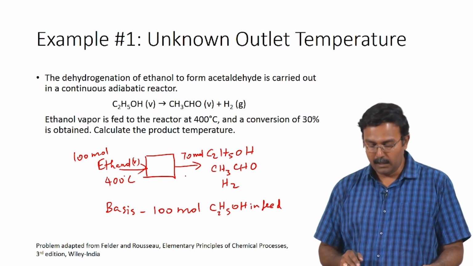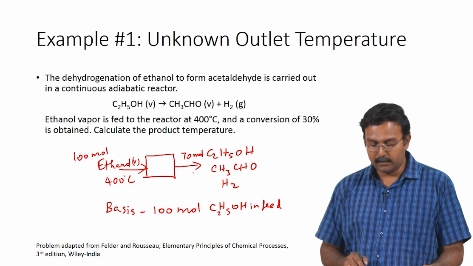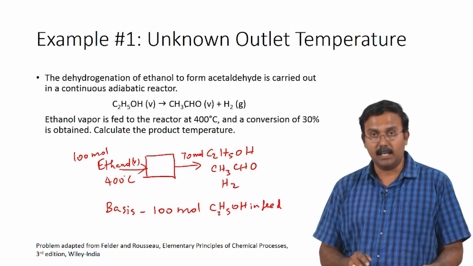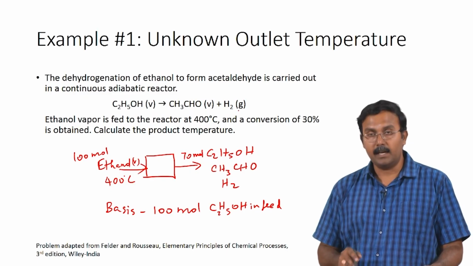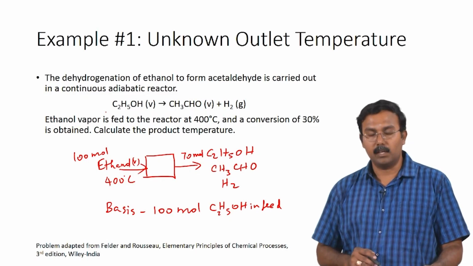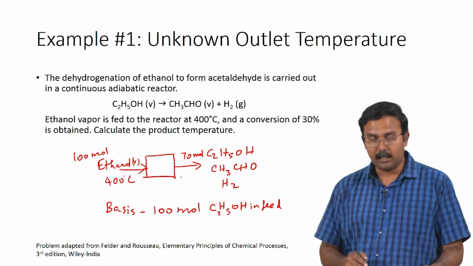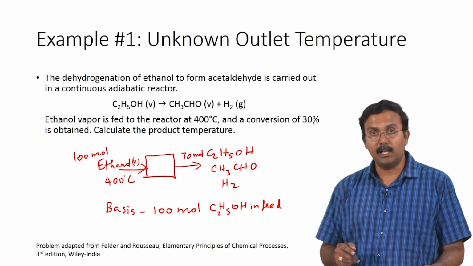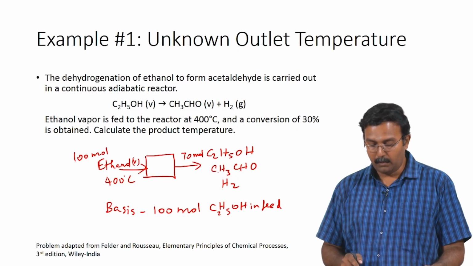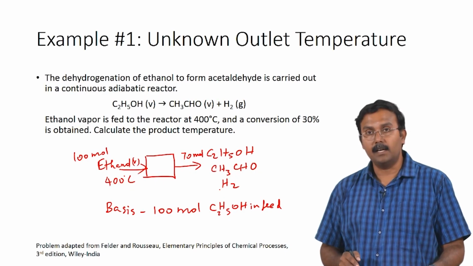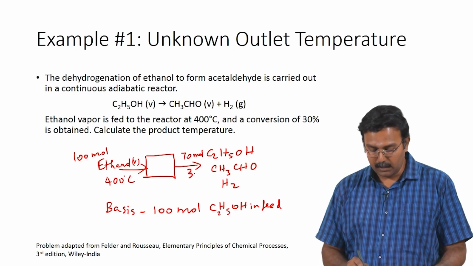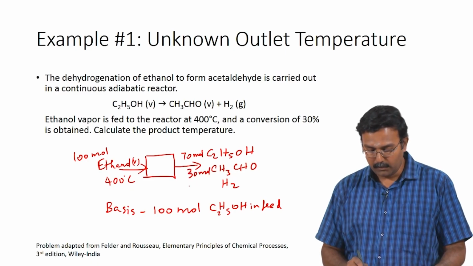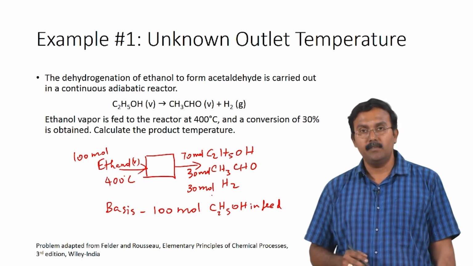So, this means you would have 70 moles of ethanol leaving the system. Based on the stoichiometry, we can identify that 1 mole of acetaldehyde is produced per mole of ethanol consumed, and 1 mole of hydrogen is produced per mole of ethanol consumed. So, based on that, we know 30 moles of ethanol has been consumed. So, output for acetaldehyde and hydrogen would be equal to the generation, which is basically 30 moles.